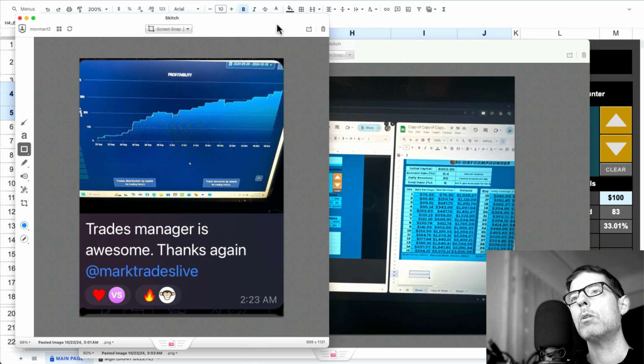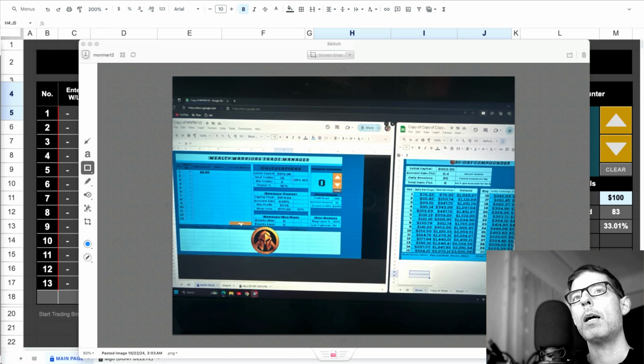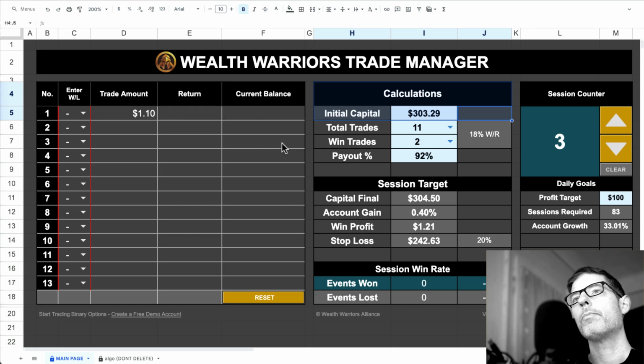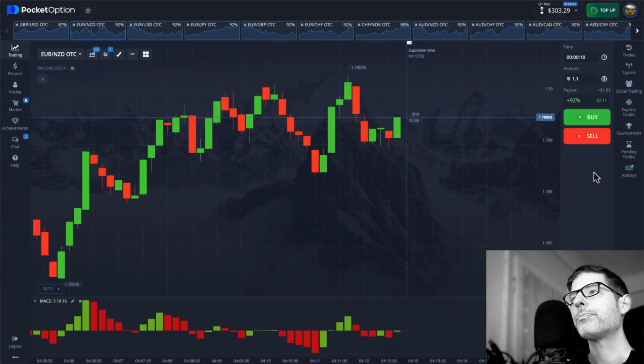And you can see what he's doing inside of the private VIP group. And I mean, look at this. He's serious. I mean, he's added a custom skin to the trade manager. You know, he's just on a journey on his own. And I admire that. And I respect that.